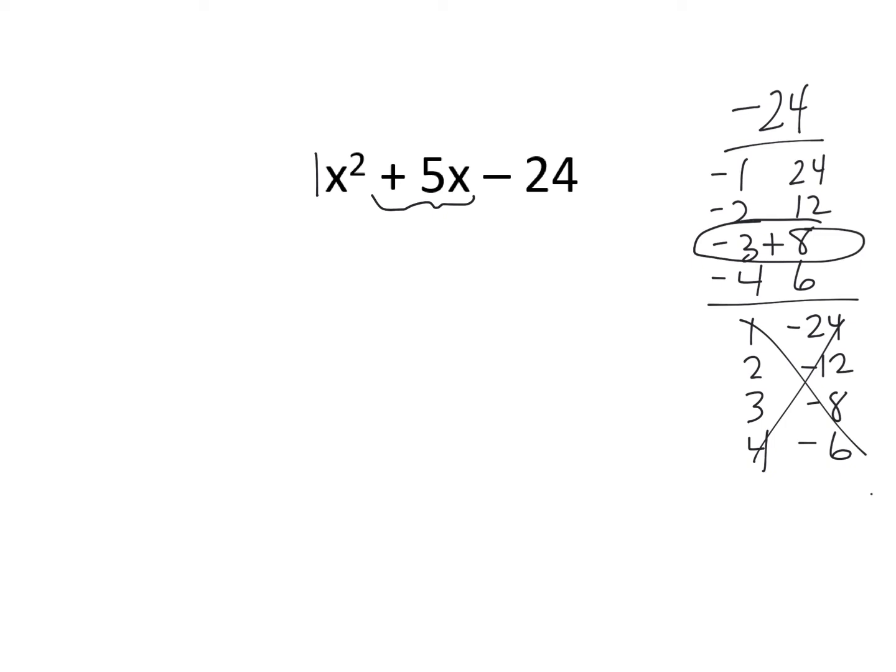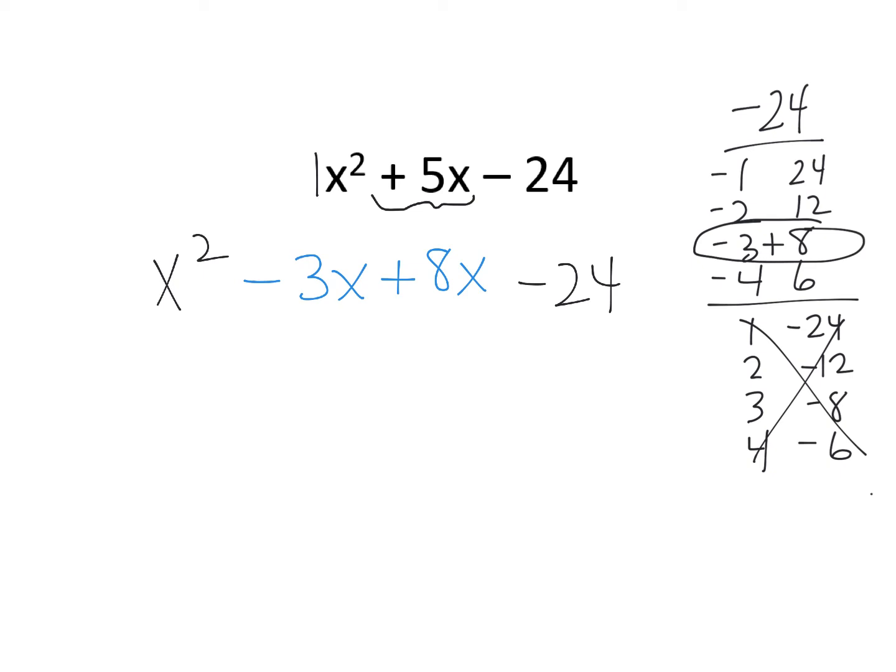So I'm going to go ahead and write my x squared. I'm going to write my negative 24. And then I'm going to go ahead and do, let's see, negative 3. Don't forget the x. And then positive 8. Again, don't forget the x. Check to make sure those two, negative 3 plus 8 equals positive 5. They do.